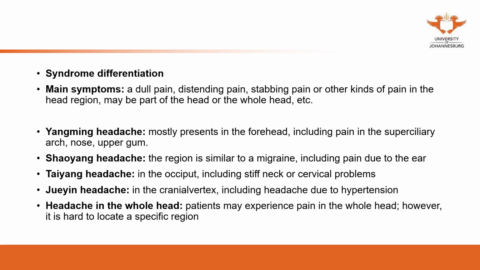So for the syndrome differentiation, firstly, what kinds of manifestation do we consider as headache? The patient must present with pain in the head. The nature of the pain may be different: dull pain, distending pain, stabbing pain, or other kinds of pain in the head region. It may be part of the head, in one or multiple regions, or the whole head. So the sensation is very important for our diagnosis.